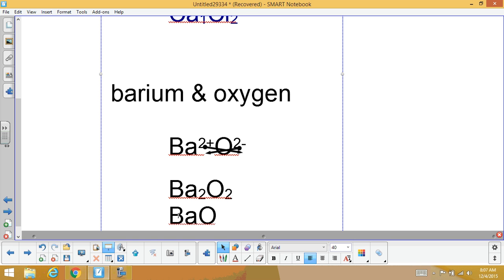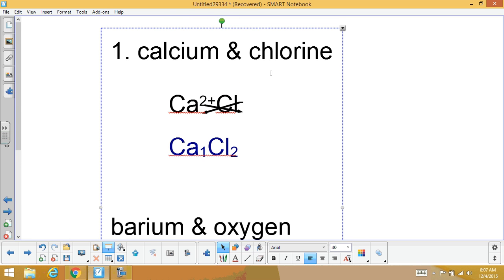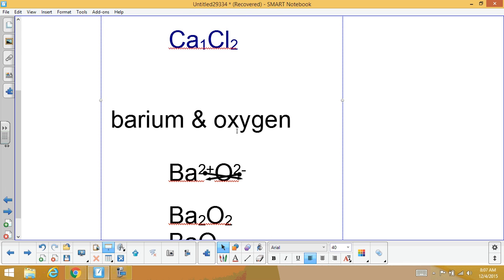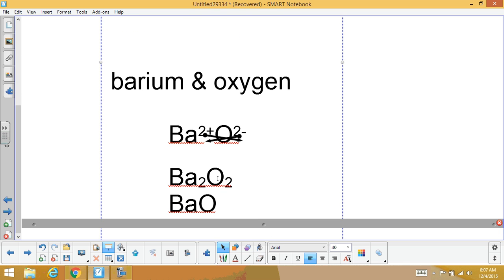For me, I always use the BaO. It just is easier to write. The lazier we can become, the more efficient we can become, the better it is. So those are our 2 bell works for today. Ending up, if we are having calcium and chlorine, we end up with formula Ca1Cl2. And if we combine barium and oxygen, we end up with Ba2O2, or simplified into BaO.